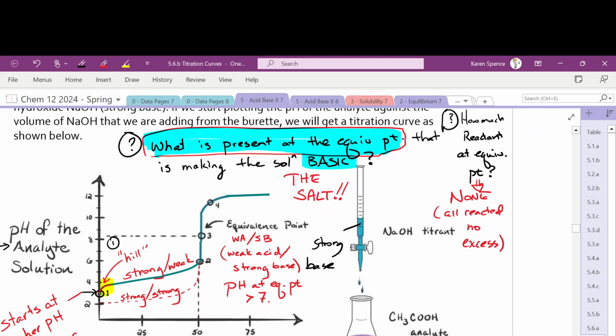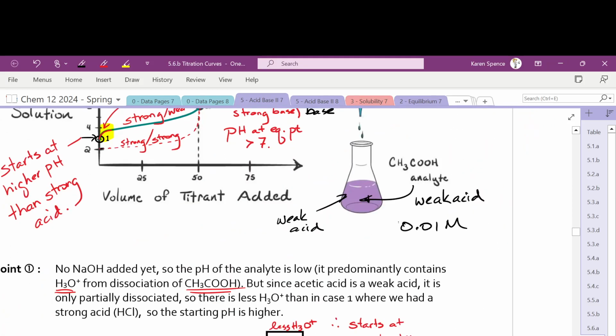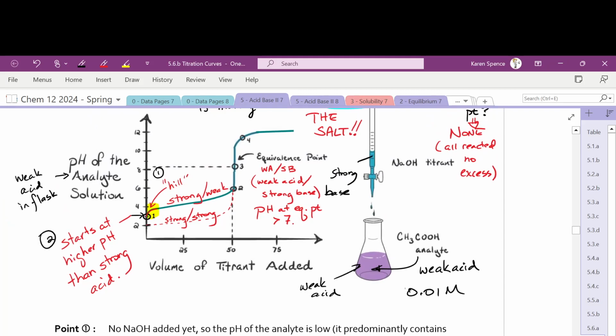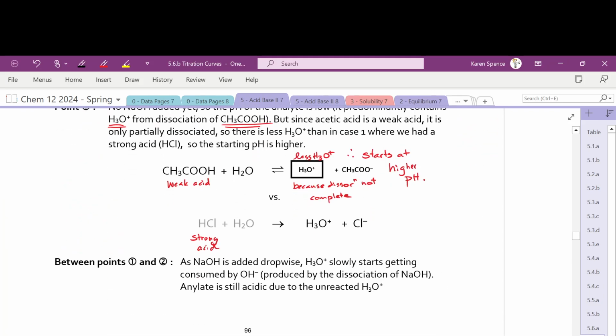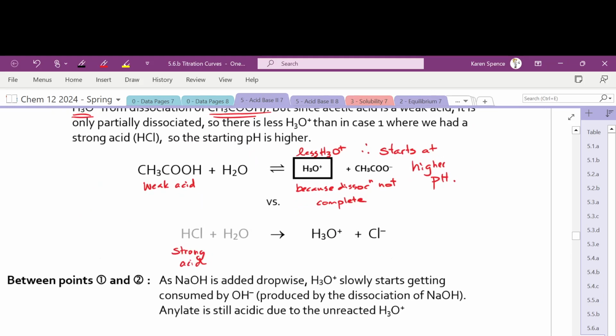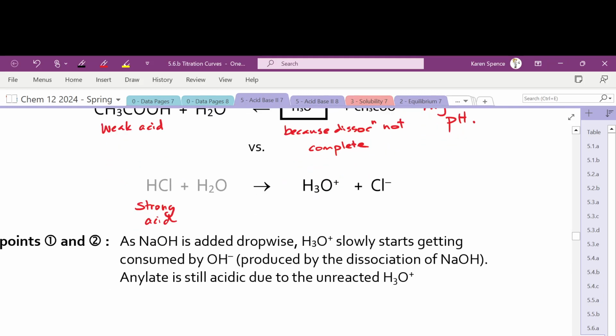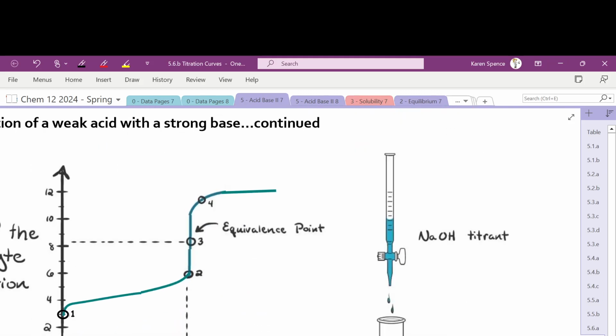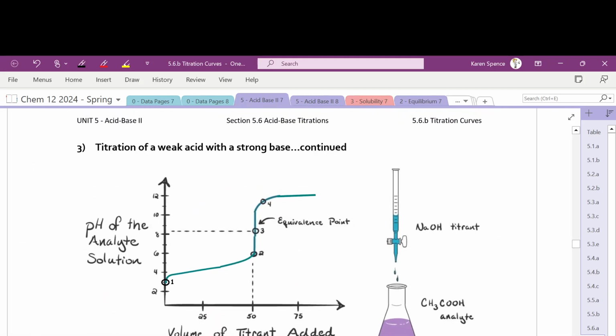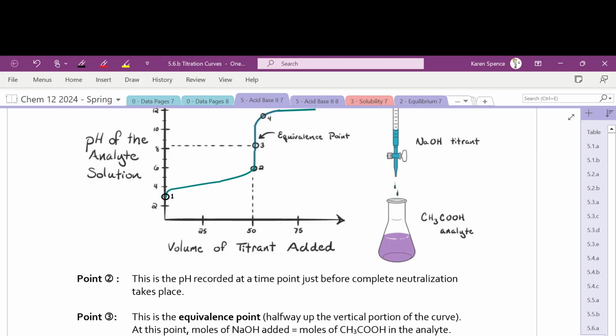Okay, so we're actually going to go down here because it probably says a lot of this down at point 3. Anyway, between points 1 and 2, H3O is slowly getting consumed by the OH. Here we are at point 2, just before complete neutralization. And at point 3, here is our equivalence point. So we're talking all about the equivalence point here.